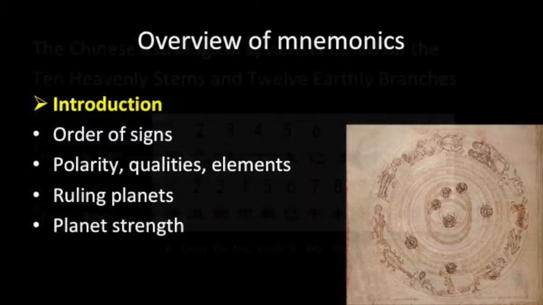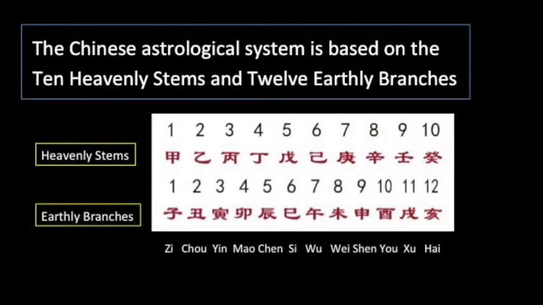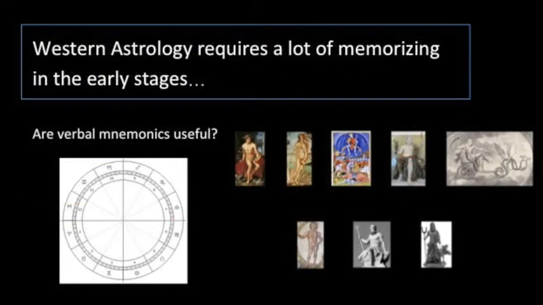Welcome to this brief video where I'll borrow an idea from Chinese astrology to help you memorize some names and relationships in Western astrology. If you're just starting out in your astrological studies, you'll realize there's an enormous amount of learning by heart to be done, beginning with the names of the signs and their properties.